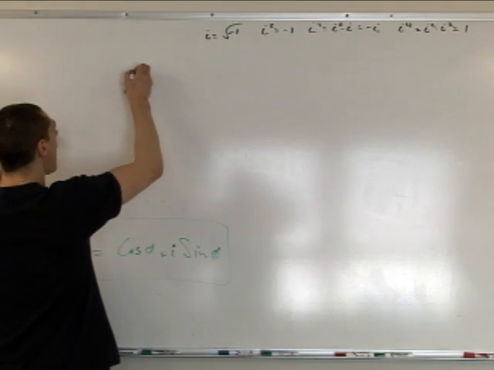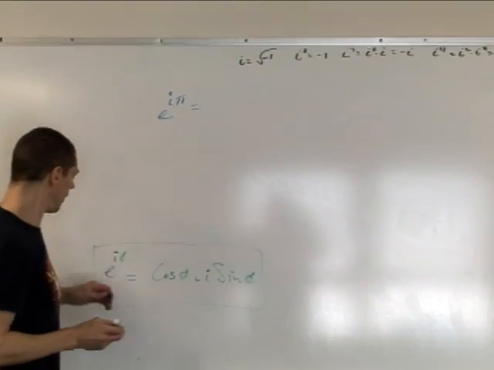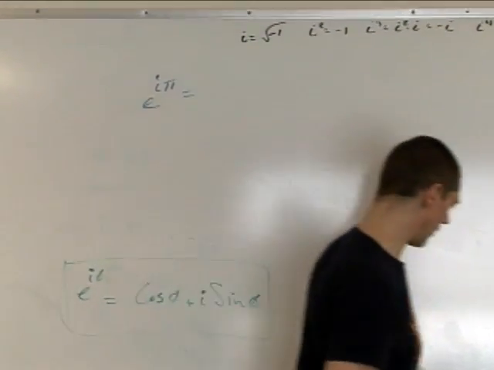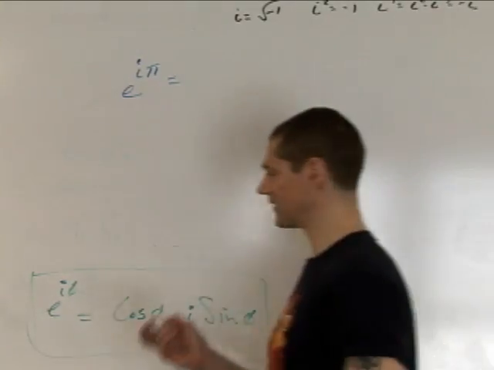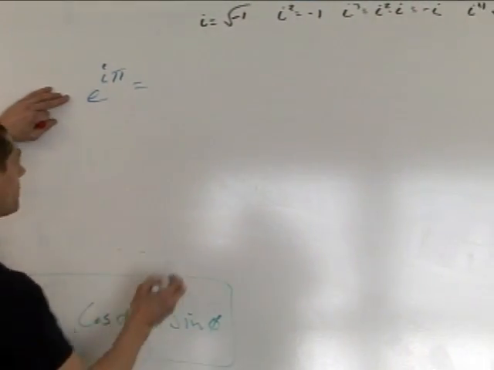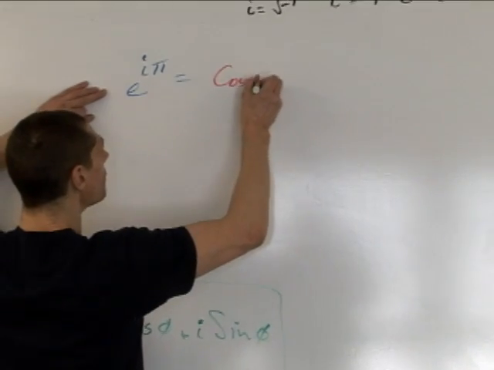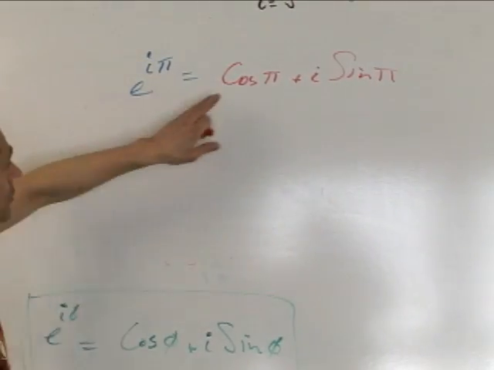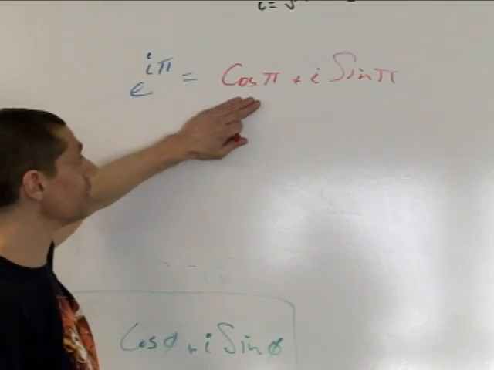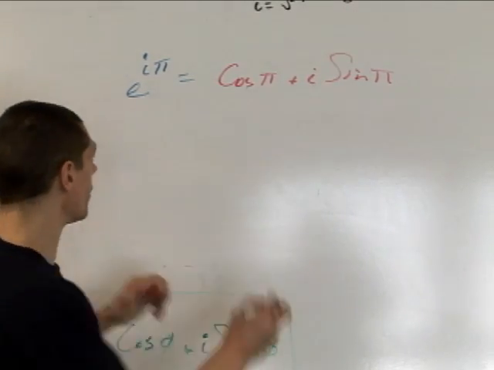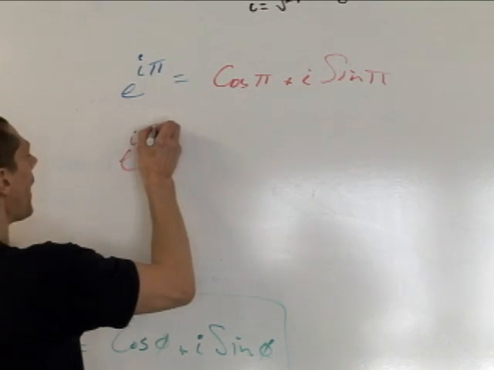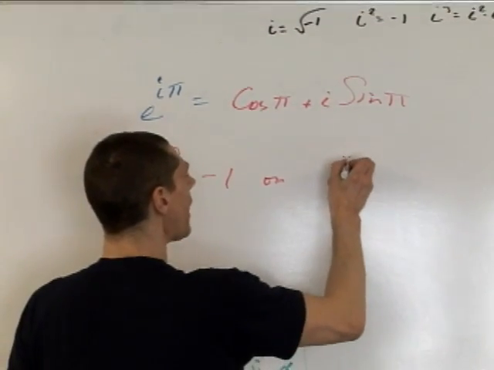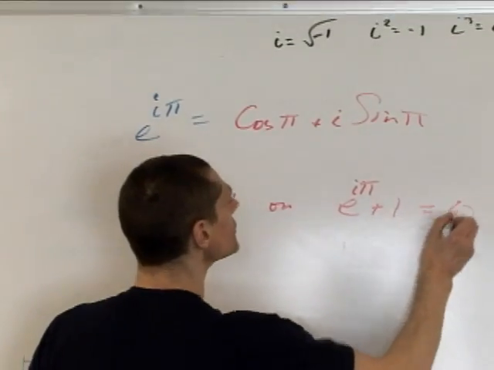What does e to the i pi equal? Well, in this case, theta is pi. According to this formula, this is going to be cosine pi plus i sine pi. Now, cosine pi is equal to -1. Sine pi is 0. So e to the i pi is equal to -1. Or, this is the same as e to the i pi plus 1 equals 0.